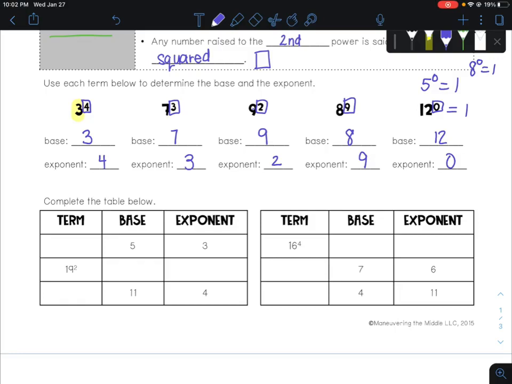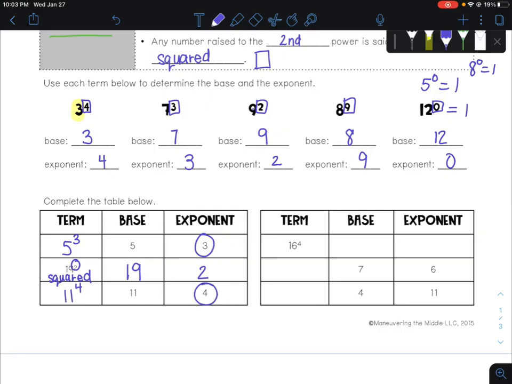So if I know the base is 5 and the exponent is 3, I'm going to say 5 to the 3rd power. If I know I have 19 to the 2nd power, or 19 squared, that's 19 with an exponent of 2. 11 as my base, 4 as my exponent is going to look like that.